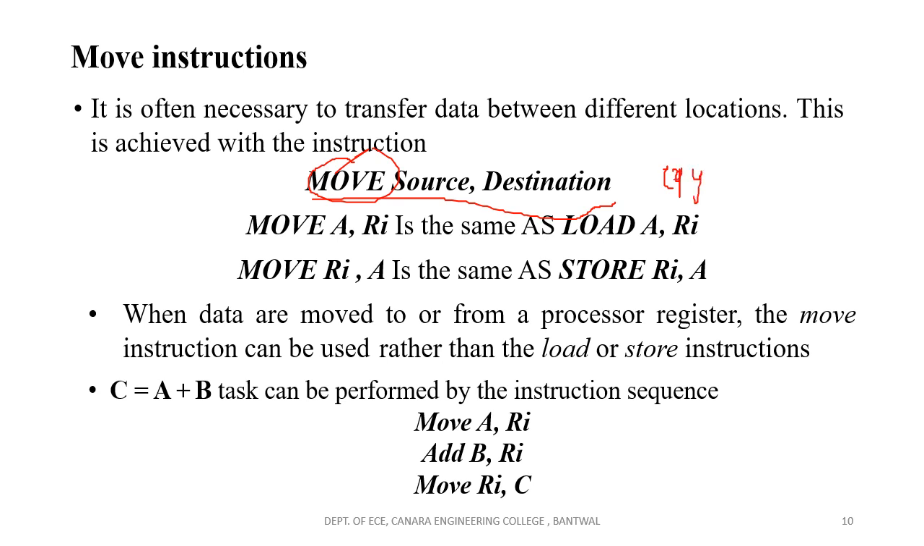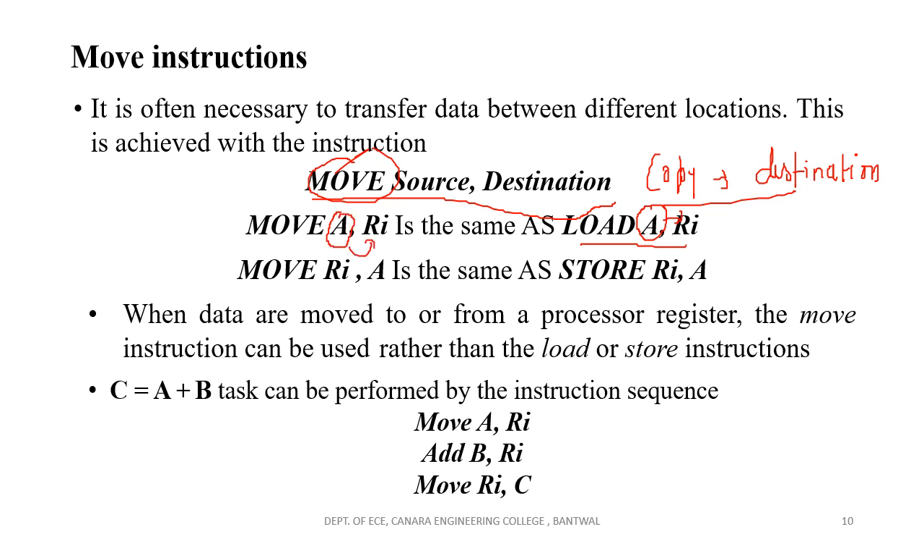It copies the content from the source into the destination, so both the source and destination hold the same result. For example, compare the instruction load A, Ri. It loads the content that is present in location A into Ri. The same task is performed by the move instruction as move A, Ri. It copies the content that is present in A to Ri.